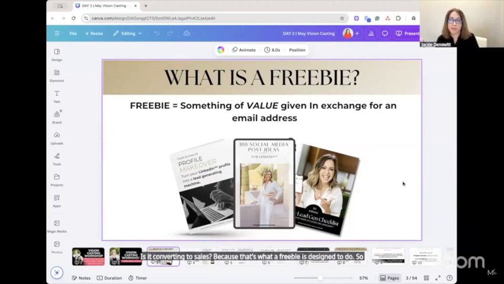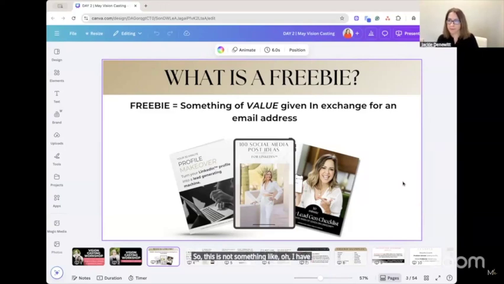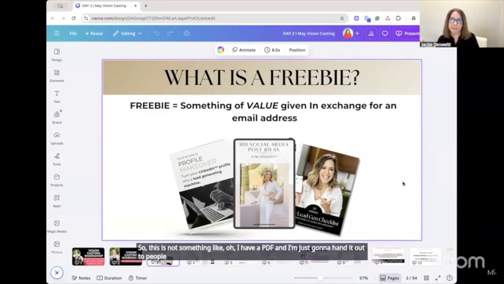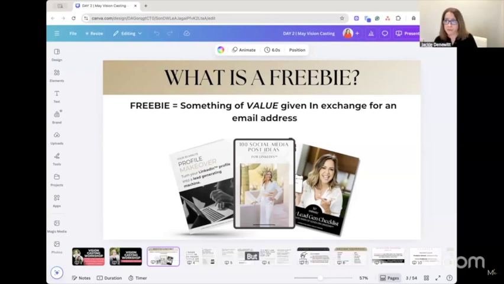So a freebie is something of value given in exchange for an email address. So this is not something like, oh, I have a PDF and I'm just going to hand it out to people. It's definitely something that we use for an email address. And as we're creating freebies, we're going to go through a lot of nitty gritty about freebies today. But all freebies, Melissa's heard me say this a lot, are definitely not created equal.